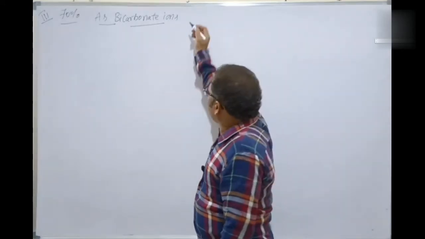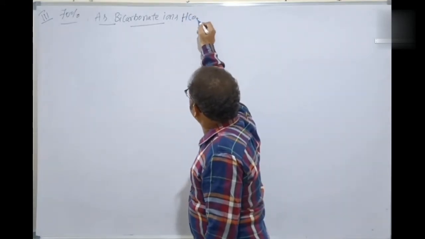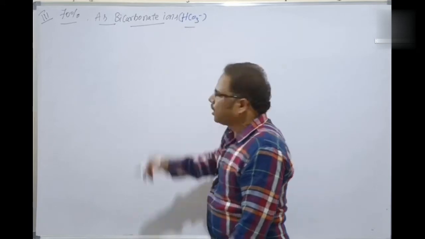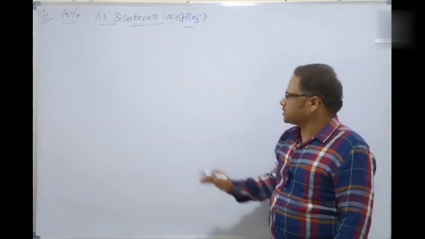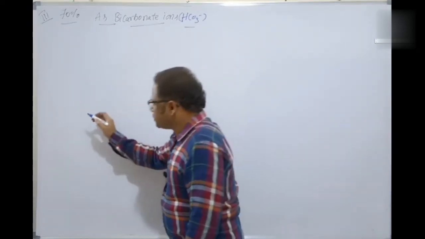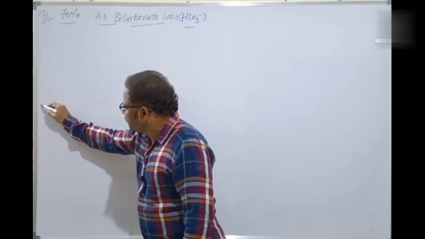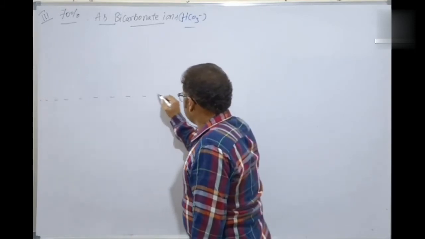What is a bicarbonate ion? HCO3 minus ion. That is a bicarbonate ion here. How is this formed? Let's discuss here. This is a major discussion for today.